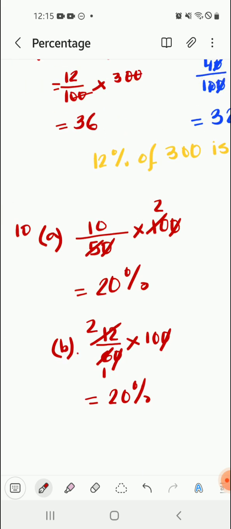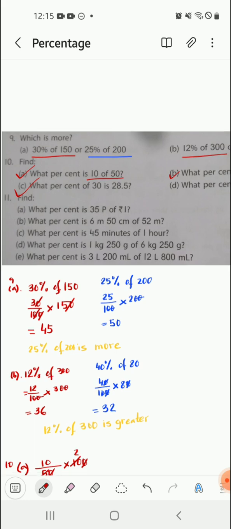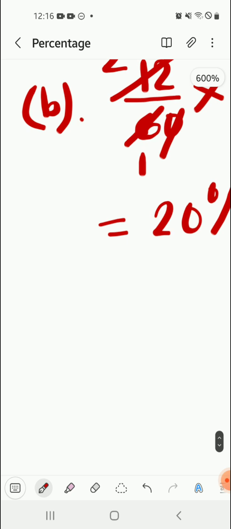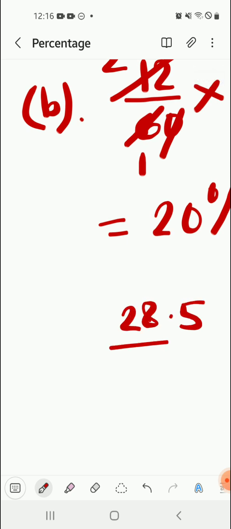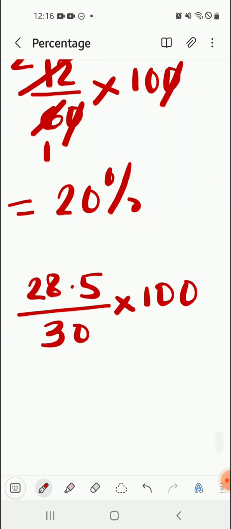Now we're going to move to number C. What percent of 30 is 28.5? Look at the language. What percent of 30 is 28.5? So we have to find the percentage of 28.5 in terms of 30. So 28.5 in the numerator and 30 in the denominator into 100, because we need to find the percentage value.